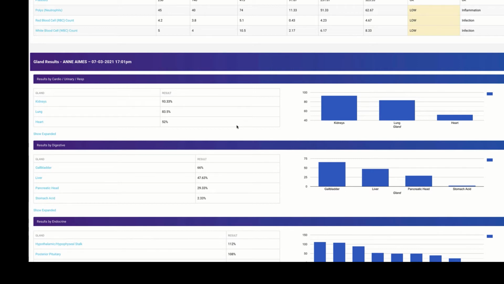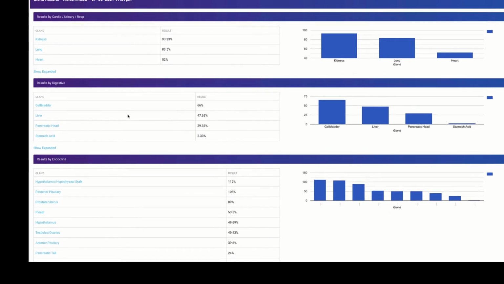So if I look at this patient, Ann Ames, I'm seeing problems with the kidneys, problems with the lungs, and even some heart problems. Now, she's not a very old person to have these kinds of situations occurring. As I scan down, she's having problems with a gallbladder, problems with a liver. And at that particular point, you're saying, well, she has a lot of issues.